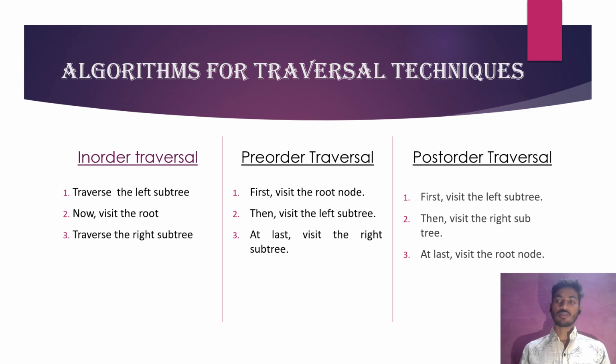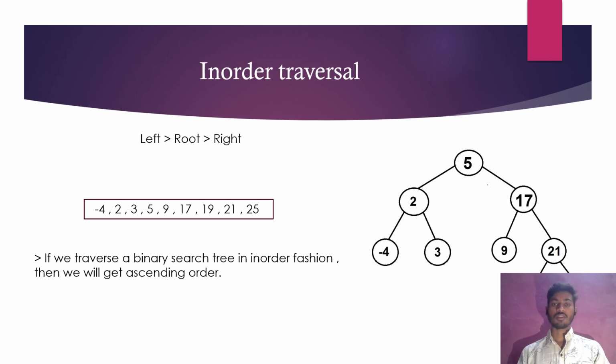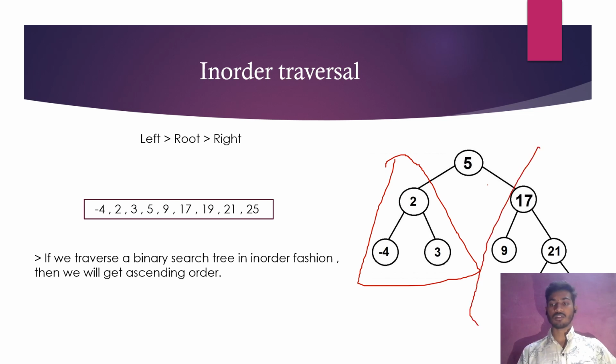Now we will see the example. For in-order traversal, let us consider the following binary search tree. For in-order traversal, we will follow this rule: left, root and right. In in-order traversal, first traverse the left subtree. Here this is the left subtree and the remaining part is the right subtree. Now we have to traverse the left subtree.